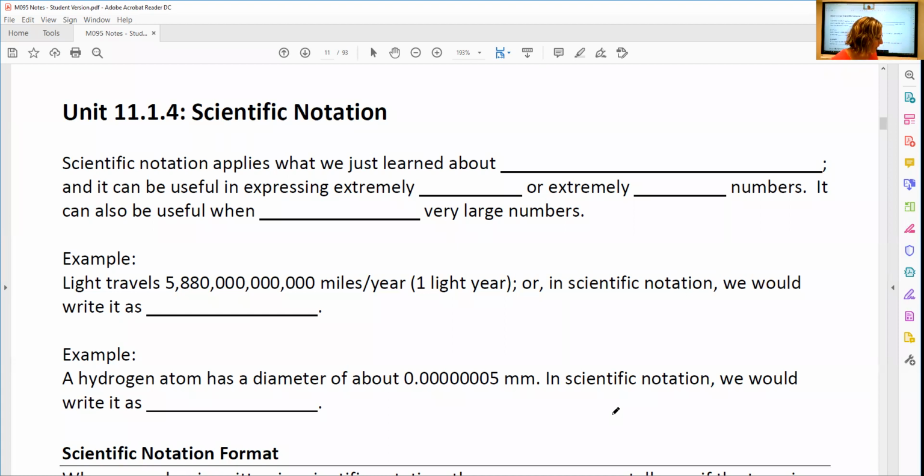So scientific notation applies what we just learned about exponential notation. That's going to be great because it's going to be an application piece that we're going to use off the rules that we just learned. It can also be useful in expressing extremely large or extremely small numbers.